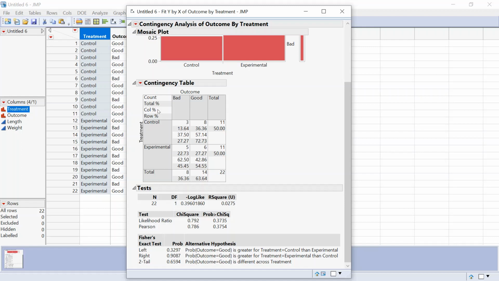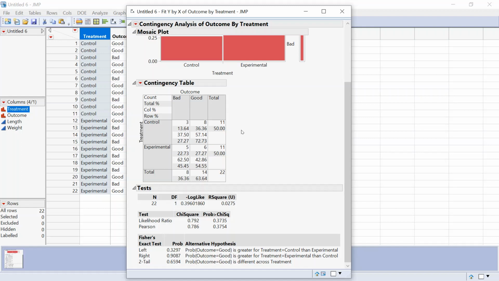The column percentages, what percent in this column, right? So 37.5% of the bad outcomes were in controls, and then the final row here is the row percent. So in this case, 27.27% of controls had a bad outcome and 72.73% had a good outcome.